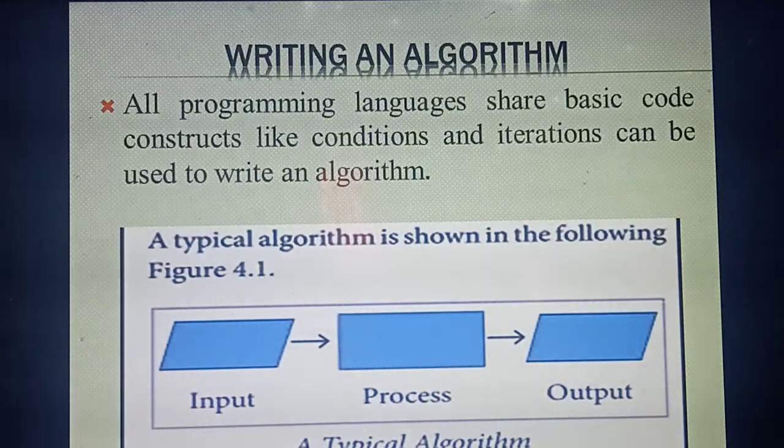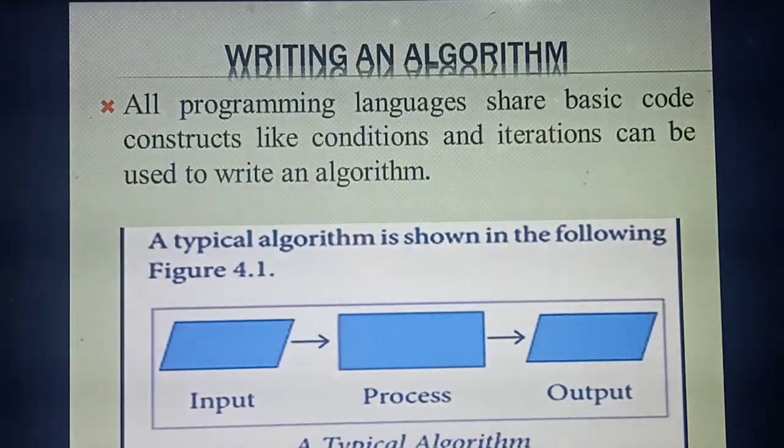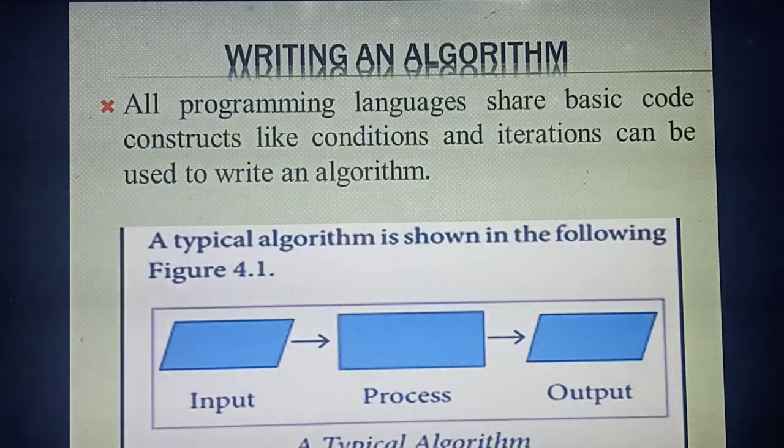Inside the basic code construct, you can give conditions and iterations. Conditions you have also studied, like the if condition and while. What do you mean by iterations? Iteration means the loop concept: how many times a particular thing needs to execute, that is iteration. All this you can give in a programming language. In the same way, you can also write it in an algorithm. Typically, if there is an algorithm, this particular structure will be there.